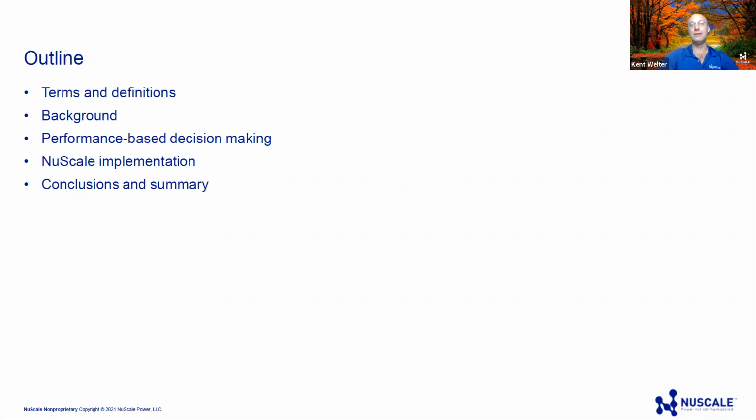A real brief outline: terms and definitions, I think I only have one term; a little bit of background; some of the performance-based decision-making requirements in ANS-30.3; and then an example implementation of that. I don't have a lot of slides today, only about a dozen or so slides of content, and we'll use those as talking points as I go through the presentation.